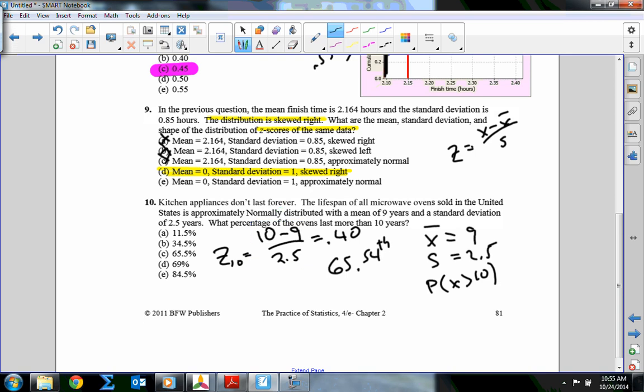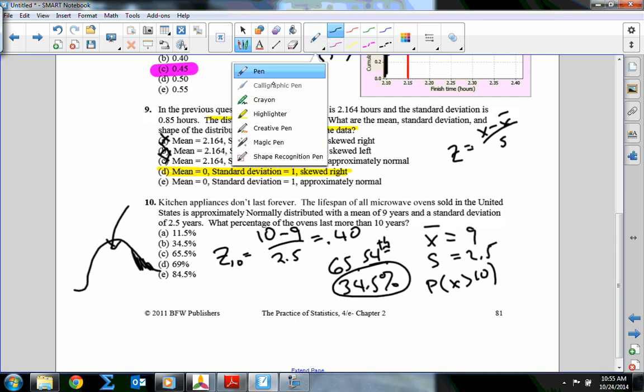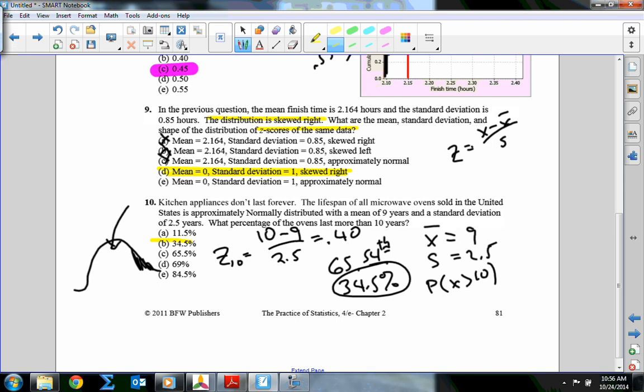65.45th percentile. Remember, I have my curve, and I want more than 10, so I want this stuff. What I looked up on the calculator was this stuff, but I had to subtract it. And so 1 minus that is 34.5%. Which was B.